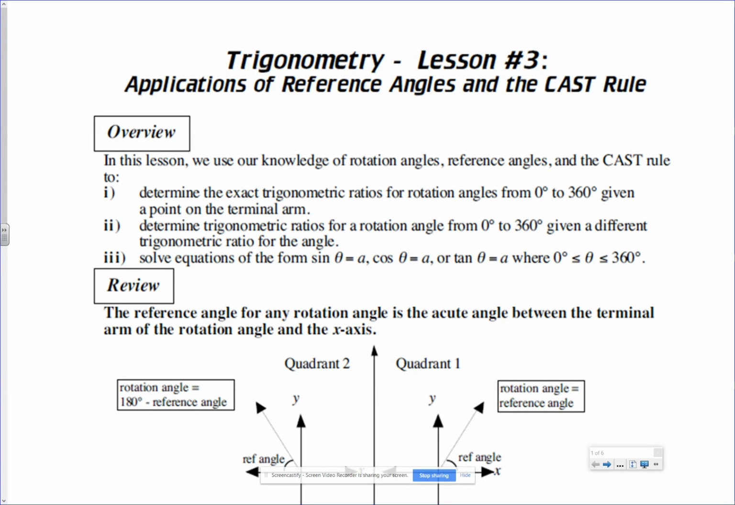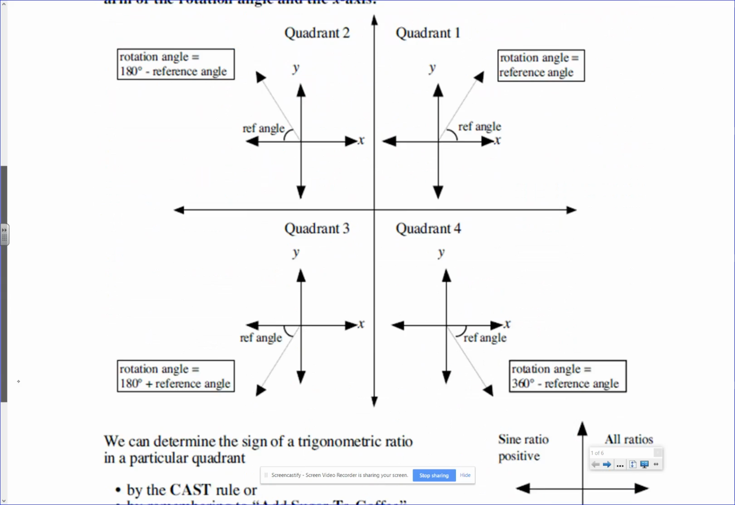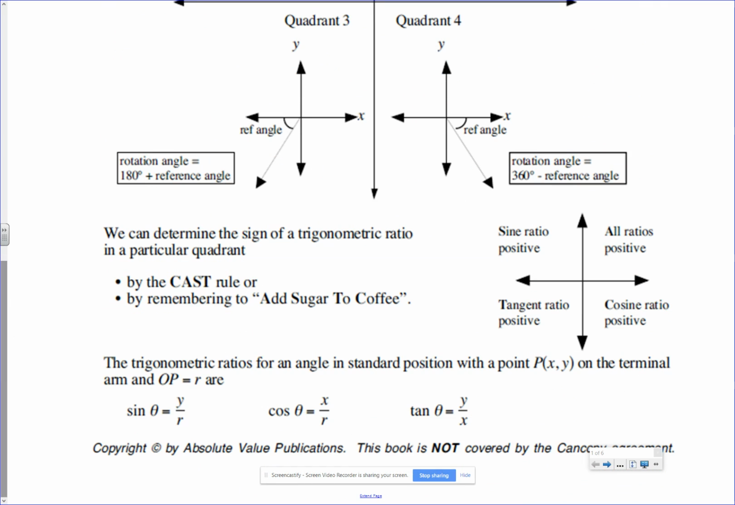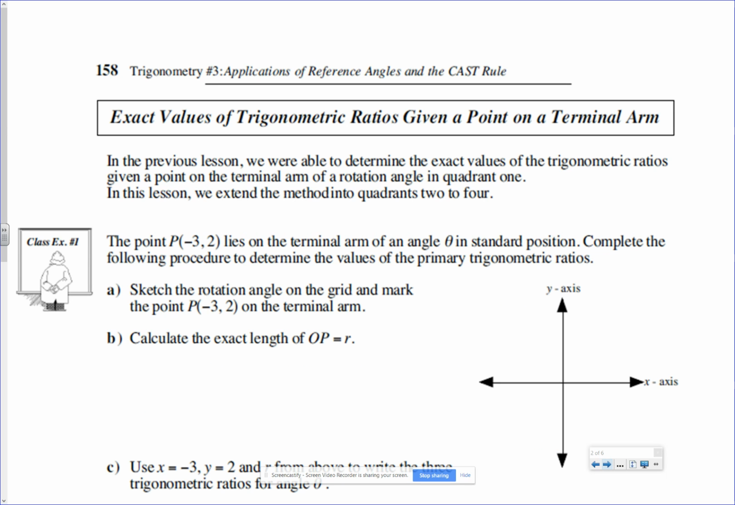So now we're going with CAST again, and we're looking at reference angles and continuing to move through this whole main idea with the angle theories. So we're going to be able to determine trig ratios, we're going to be able to do reference angles, and we're going to be able to do all of that. So if you remember the CAST rule here, given our angles and our trig ratios, that's going to be important for this lesson. So exact values of trig ratios given a point on the terminal arm.